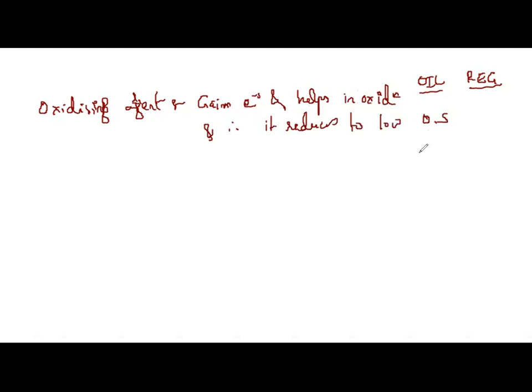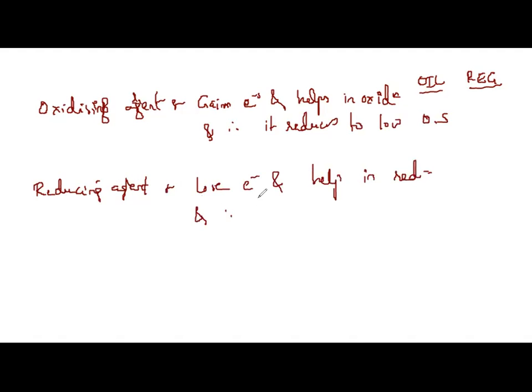So gaining electrons means the oxidation state will decrease. While the substance which loses electrons, the reducing agent, helps in reduction. Reduction is gain of electrons. So if a substance wants electrons, it has to gain them. From where will it gain? It will gain from reducing agents. So reducing agents will lose electrons and help in reduction, and thereby their oxidation state increases to a high oxidation state. That is called a reducing agent.